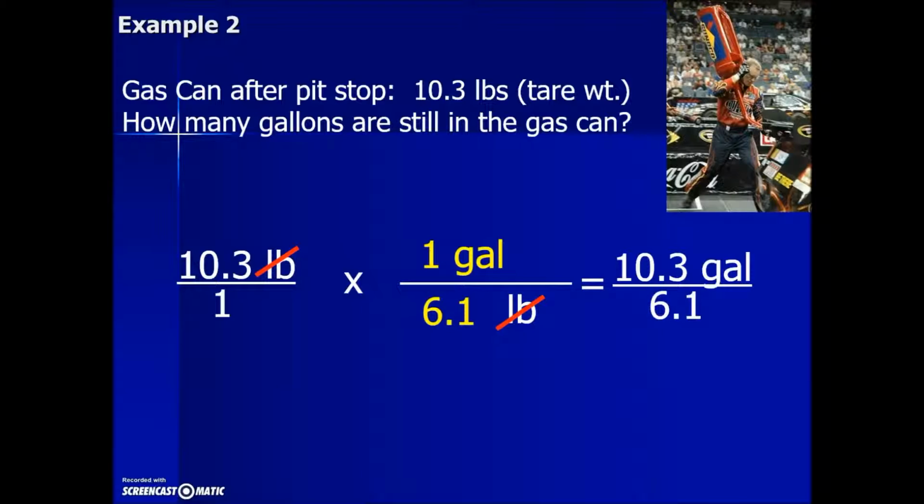Multiplying the numerator and the denominator. When we multiply by 1, it doesn't change the value, so we have 10.3 gallons over 6.1. Do the indicated division by the fraction, taking the top number, 10.3, and dividing it by 6.1, gives us 1.7 gallons equivalent to the 10.3 pounds given.